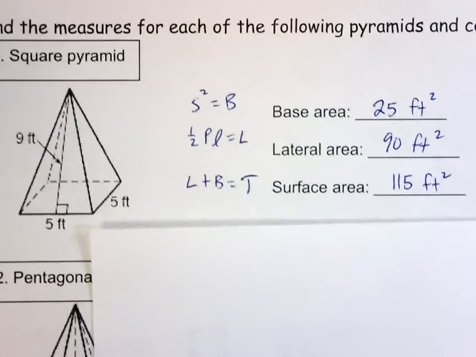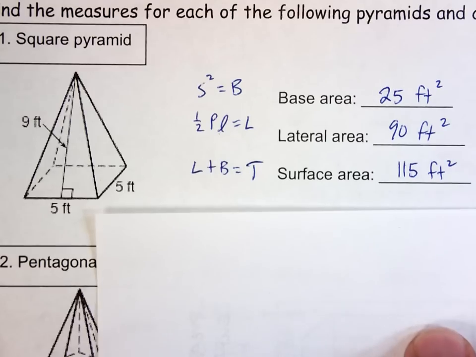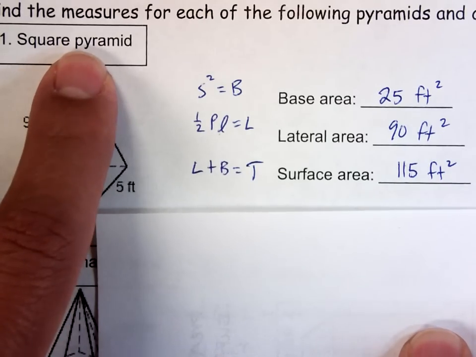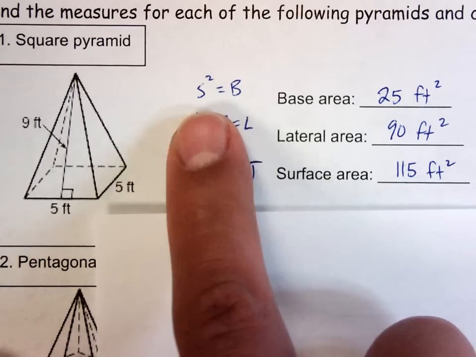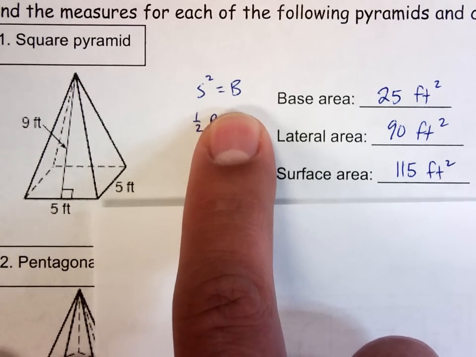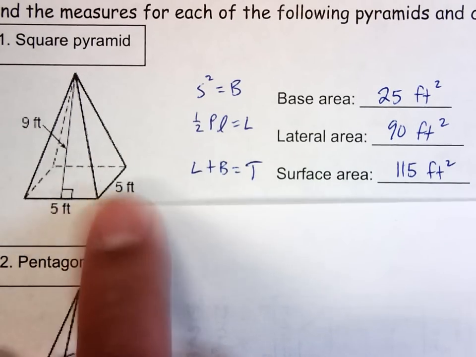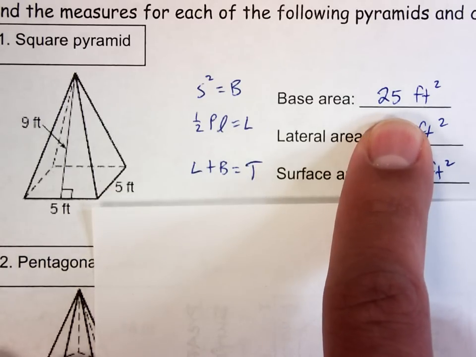All right, so there's the first one. Base area tells me I have a square pyramid. So my base is a square, so my side squared would be the area of the base. If it's 5 and 5, 5 times 5 gives me 25. The area of the base is 25 feet squared.